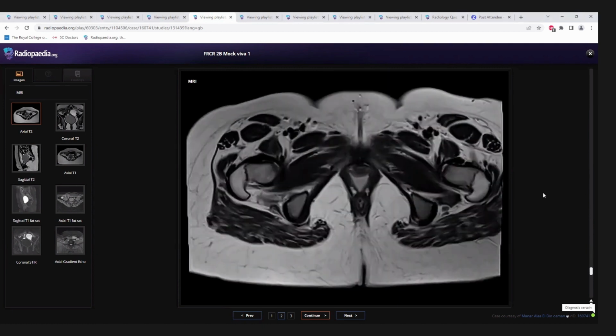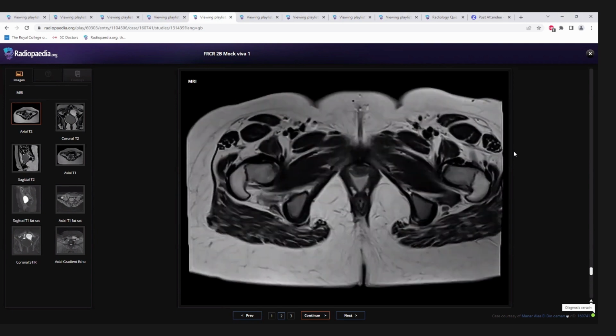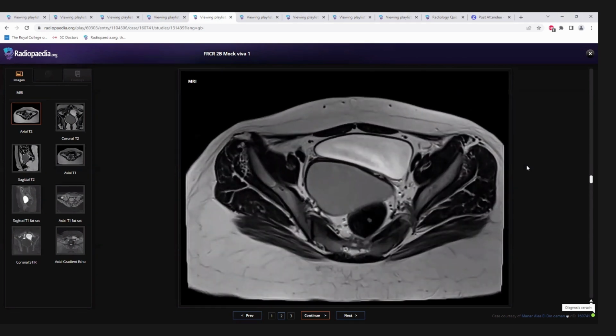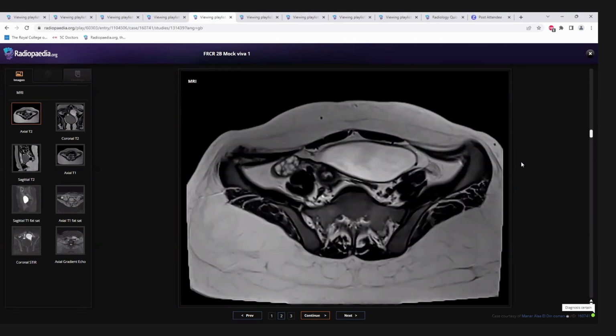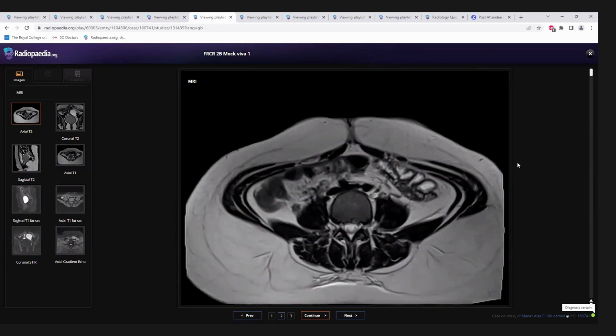Okay. So this is an axial T2 weighted image of the pelvis. Yes. I'd like to take a general look first.